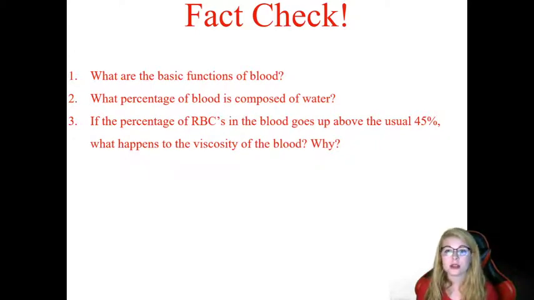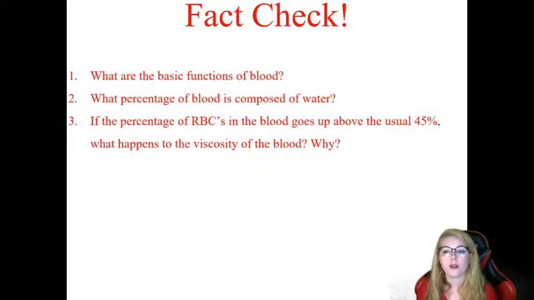Number 2 says, what percentage of blood is composed of water? Okay, so the percentage of blood that's composed of water is 50%. You're going to take 55% of the plasma in blood, and if you times that by the 90% of water that's in plasma, you get that blood is composed of roughly 50% water.